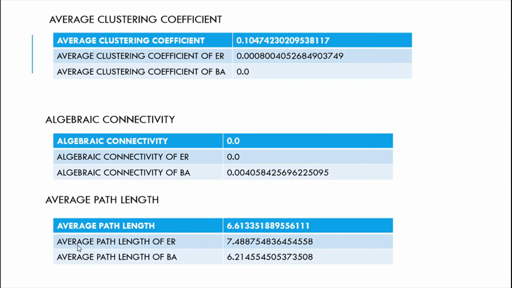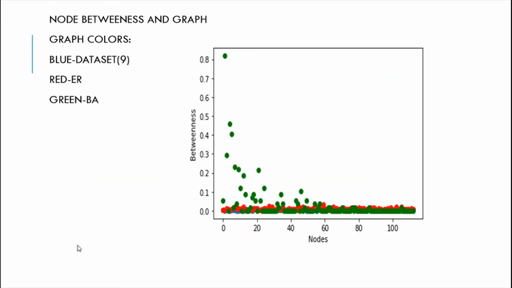Average path length came out to be 6.61. For ER it came out to be 7.78. For BA 6.21. The average path length was calculated by taking the longest path and then dividing it. Now the node betweenness graph. As you can see, the blue represents the dataset, the red represents the ER and the green represents the BA. Almost every graph is colliding and on the same line because they are very much similar.